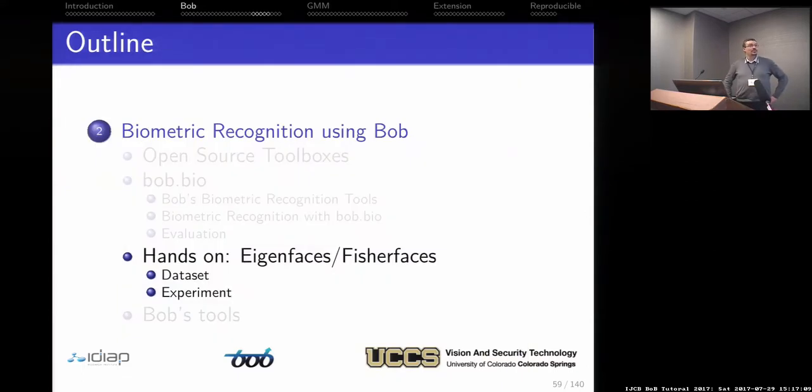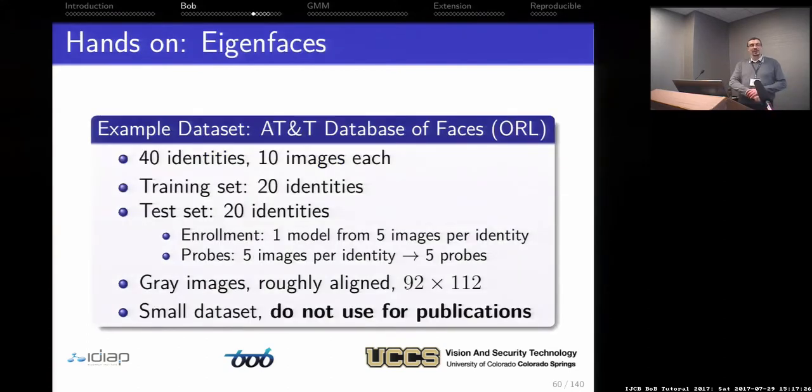Okay, so time for the first hands-on session. What we will do now is a small face recognition example, with a very basic algorithm, eigenfaces. And I will talk a little bit about how to set that up. So in our case, we will use the small and outdated AT&T database of faces, which is also known as the ORL dataset. It contains 40 identities and 10 images per identity.